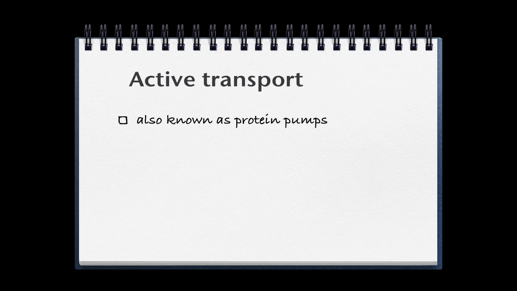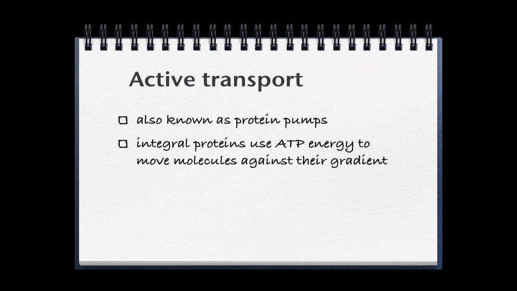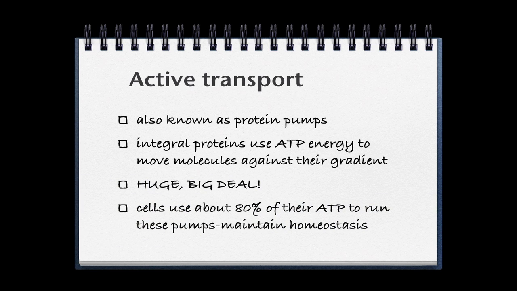Active transport, as its name says, requires energy, and it involves these integral proteins and ATP energy to move molecules against their concentration gradient. So they're not going to be flowing down their concentration gradient, they're going to be flowing up it, so to speak. And this flow doesn't happen without some energy investment. This is a big deal because about 80% of the ATP that your cells require from moment to moment is going towards powering these active transport pumps.